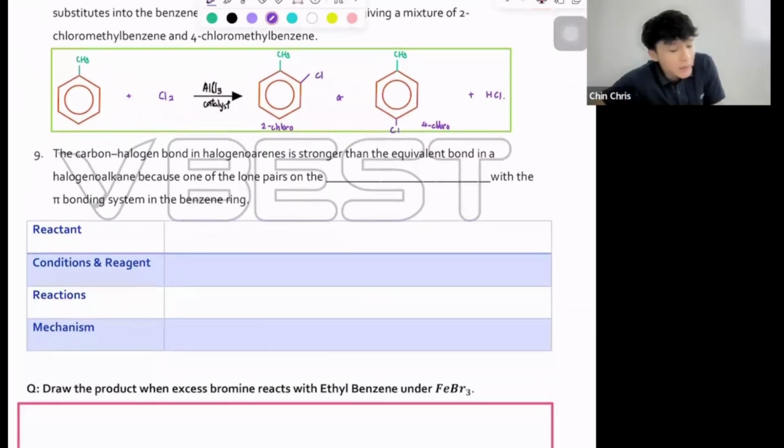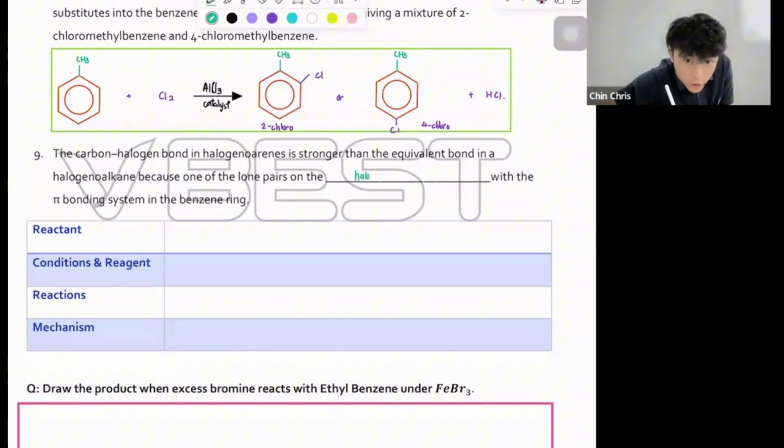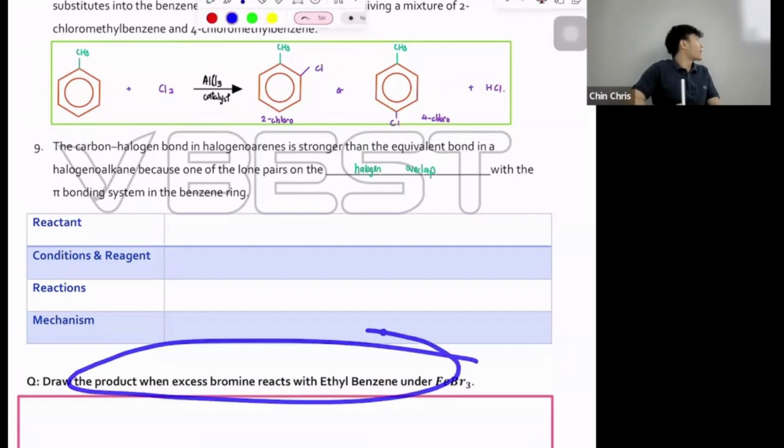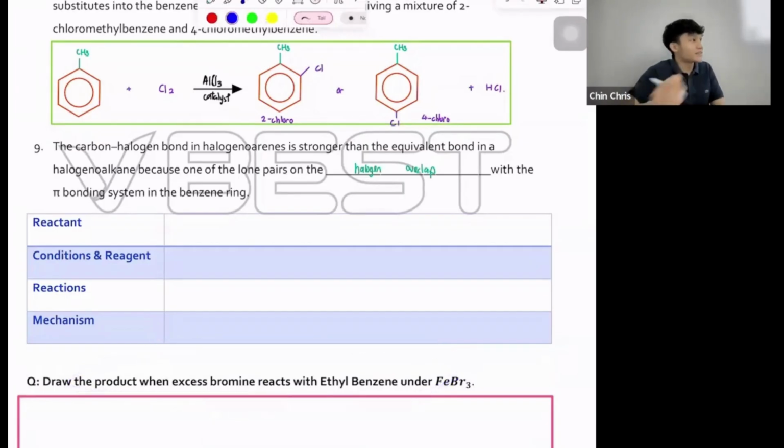Alright, guys, next. The carbon-halogen bond in the halogenoalkane is stronger than the alkyl one, because the lone pair on the halogen overlaps with the delocalized pi ring system. That's it. Now, later this part will answer your question on the 2, 4, 6.